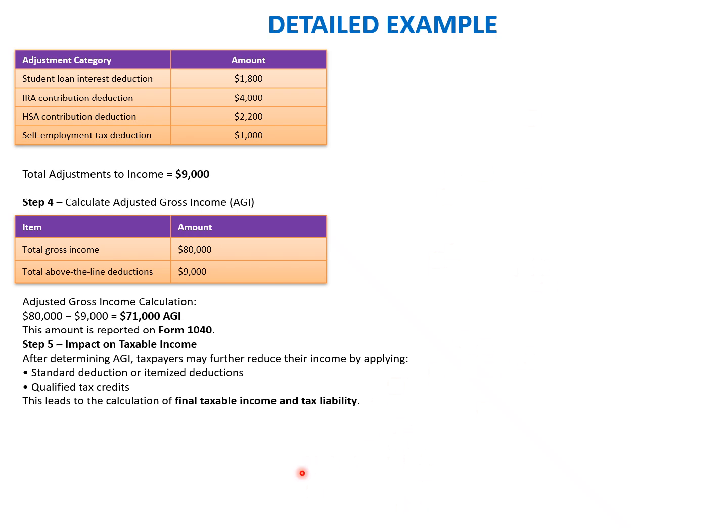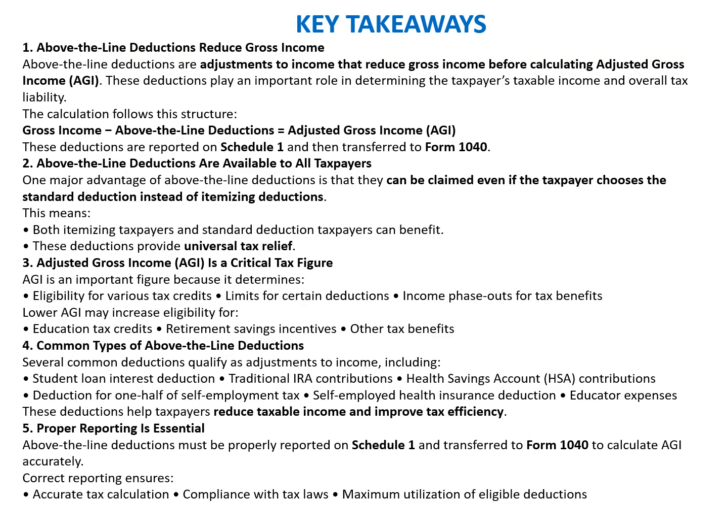So we'll move to the final slide, which is the key takeaway slide, and let's understand what we have understood in this chapter. What we have understood is that the above-the-line deductions reduce the gross income, and above-the-line deductions are available to all taxpayers, and they are available even if the individual is claiming the standard deduction or the itemized deduction.